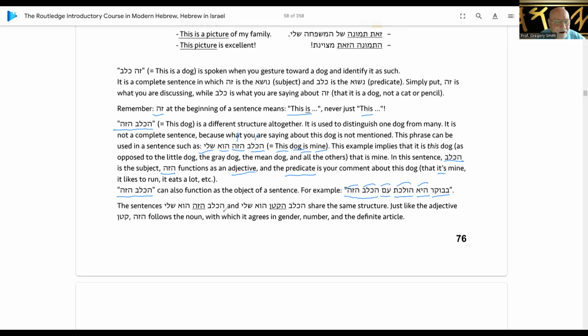The sentence, HaKaleb Hazeh, hu shali. So this dog, it is mine. This dog is mine. And HaKaleb HaKatan, so the little dog, hu shali, it is mine. Essentially, that's what that's saying. They share the same structure, just like the object haze or katan follows the noun with which it agrees in gender, number, and definite article.